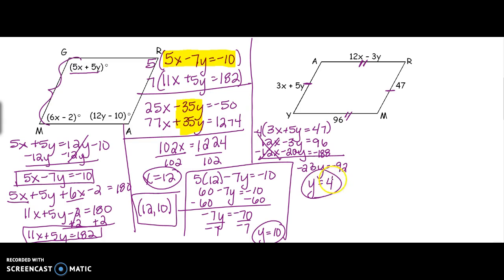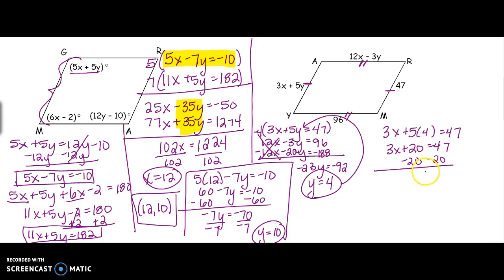So you can take either of these equations and substitute back in. So you have 3x plus 5 times y equals 47. The y value we found was 4. So you would say 3x plus 20 is equal to 47. Subtract 20. 3x is equal to 27. And when you divide by 3, x is 9. So in this problem, x is 9, y is 4.